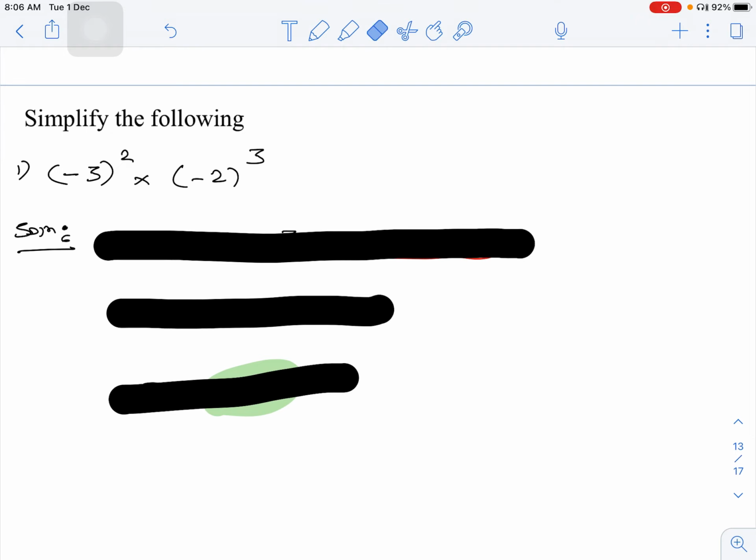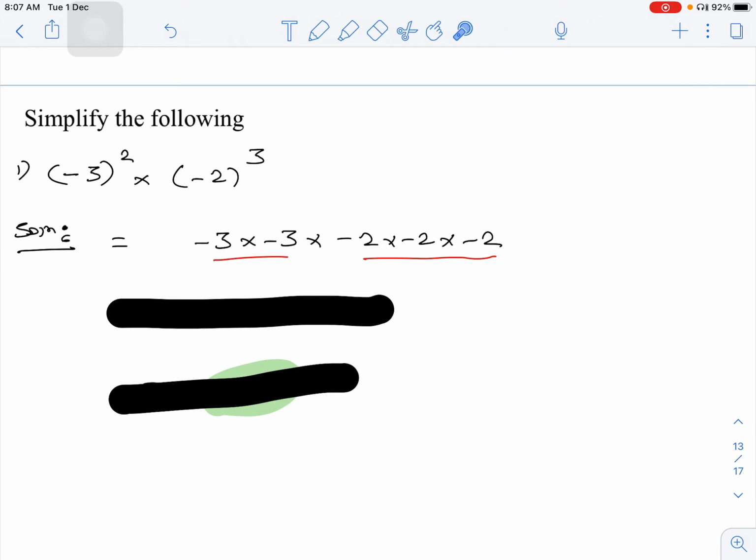Now here it is given that simplify the following. So we have minus 3 square into minus 2 raised to 3. Now we have to write this one in simple form, that is there should be no powers. Okay, so what we will do now, minus 3 raised to 2 means minus 3 is multiplying 2 times, so that we have written here. Minus 2 raised to 3 means minus 2 is multiplying 3 times.